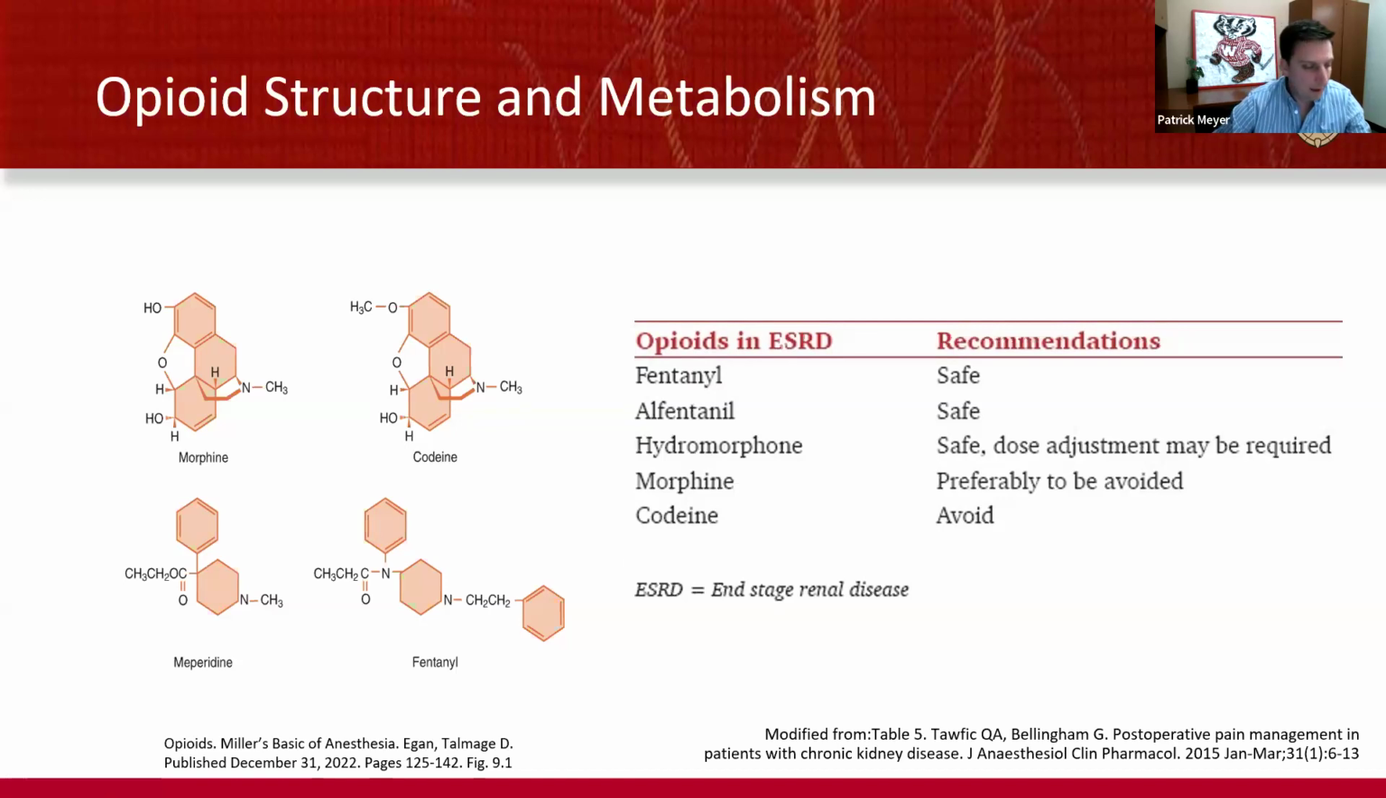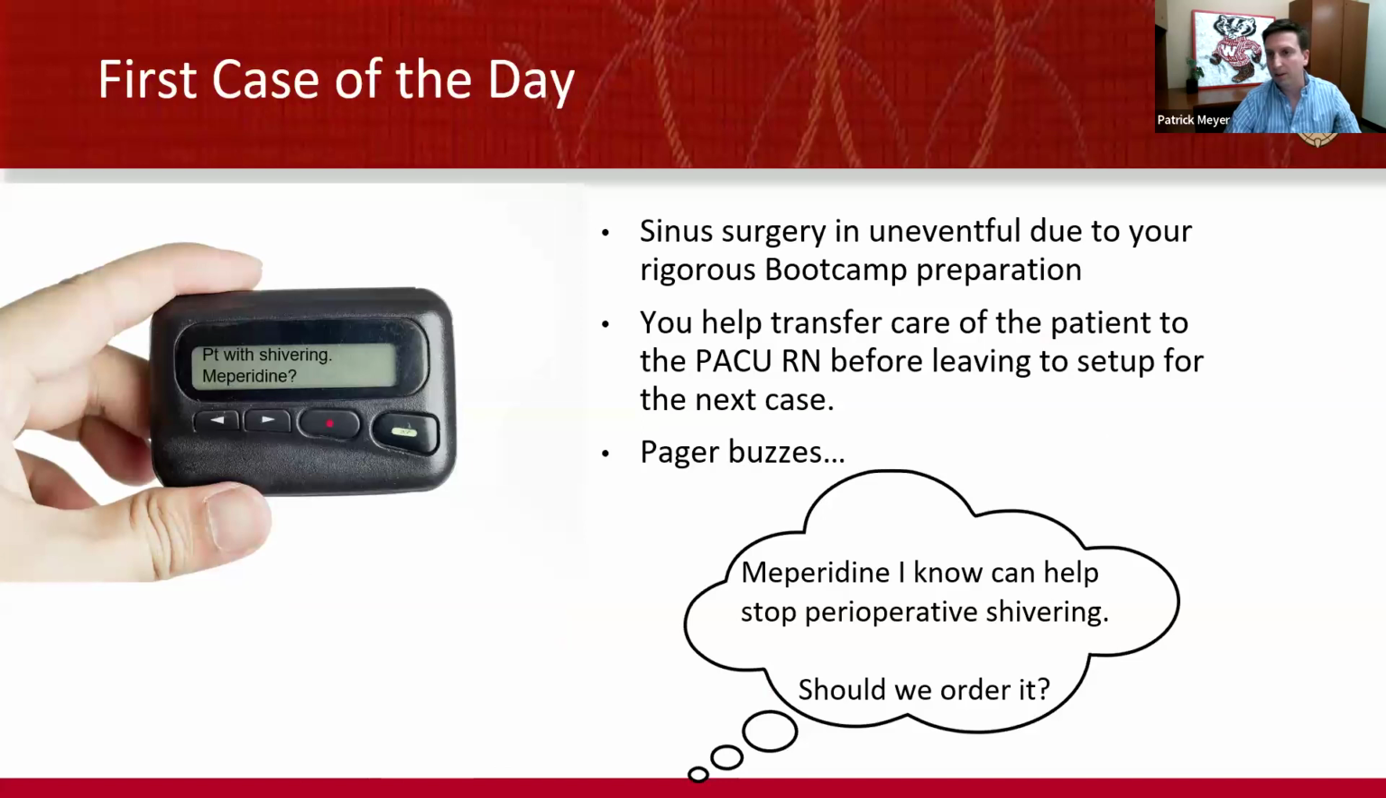So let's say we decide we're going to use fentanyl in the OR for this sinus surgery. I think that's a very reasonable choice. It's safe in terms of metabolism. So we proceed with the case with a synthetic opioid like fentanyl. Sinus surgery goes uneventful because of all the great work you guys have been putting in. You know all about induction with IV agents. You took great care of her. Everything went so smoothly in the operating room.